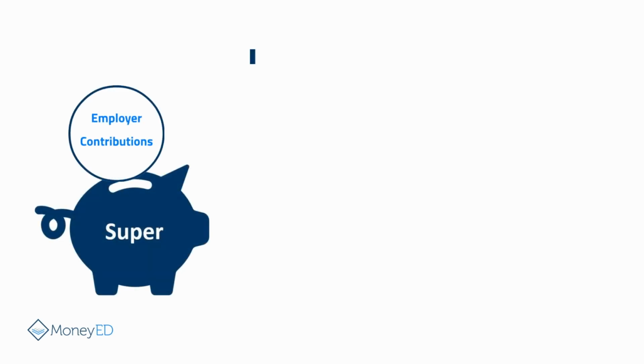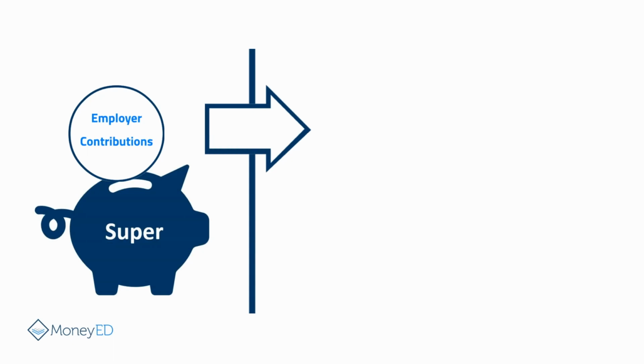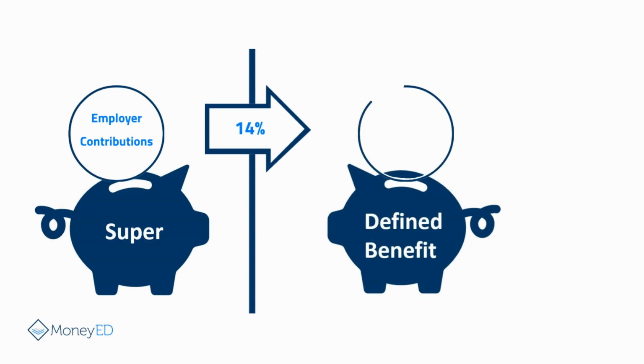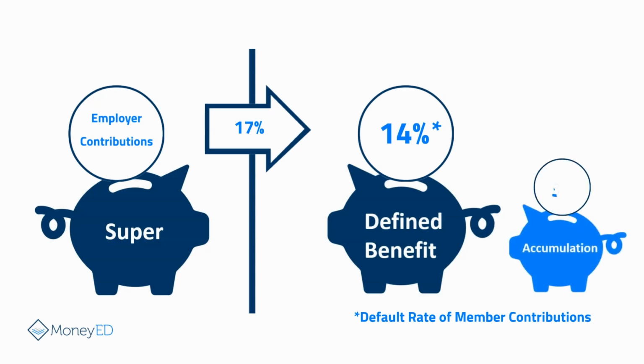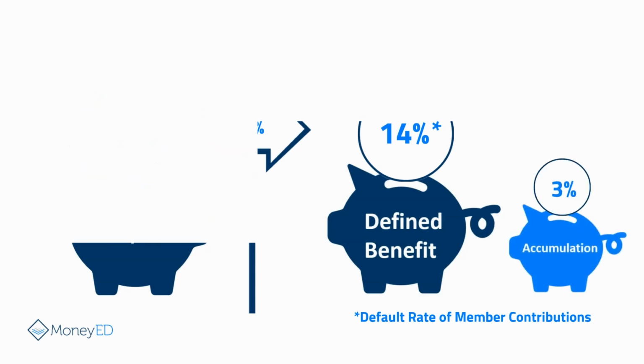Your employer contributes 14% or 17% of your salary to superannuation, depending on your work arrangement. If you receive 14% contributions from your employer, all 14% will go into your defined benefit component. If you receive 17% contributions from your employer, 14% will go into your defined benefit component, and assuming you're making the default rate of member contributions, the remaining 3% will go towards your accumulation component.